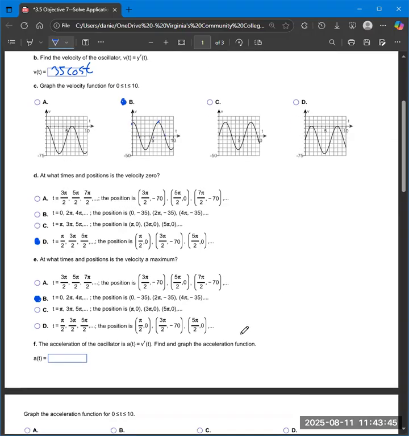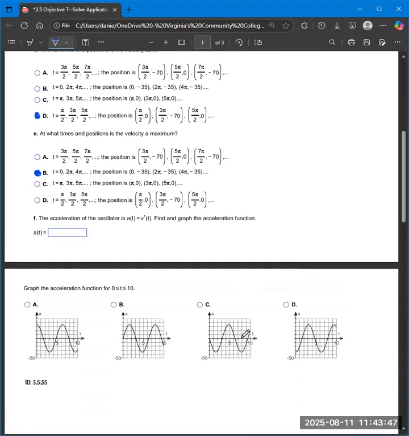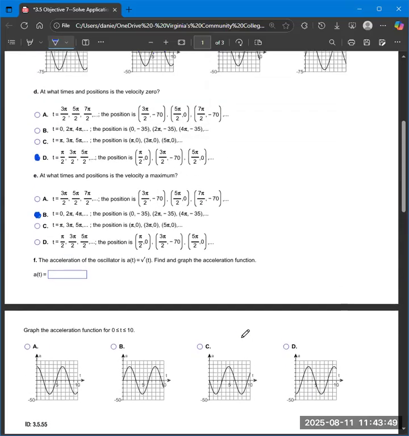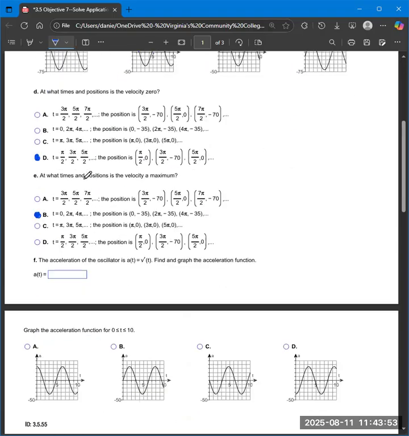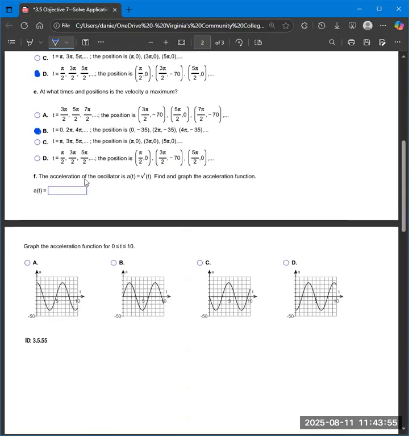Then the second derivative, the acceleration of the oscillation, is going to be what? And what is it going to look like? That's going to be -35 sine of t. So a sine function starts at 0, but it's going to open down like so. So that's going to be c, like that.